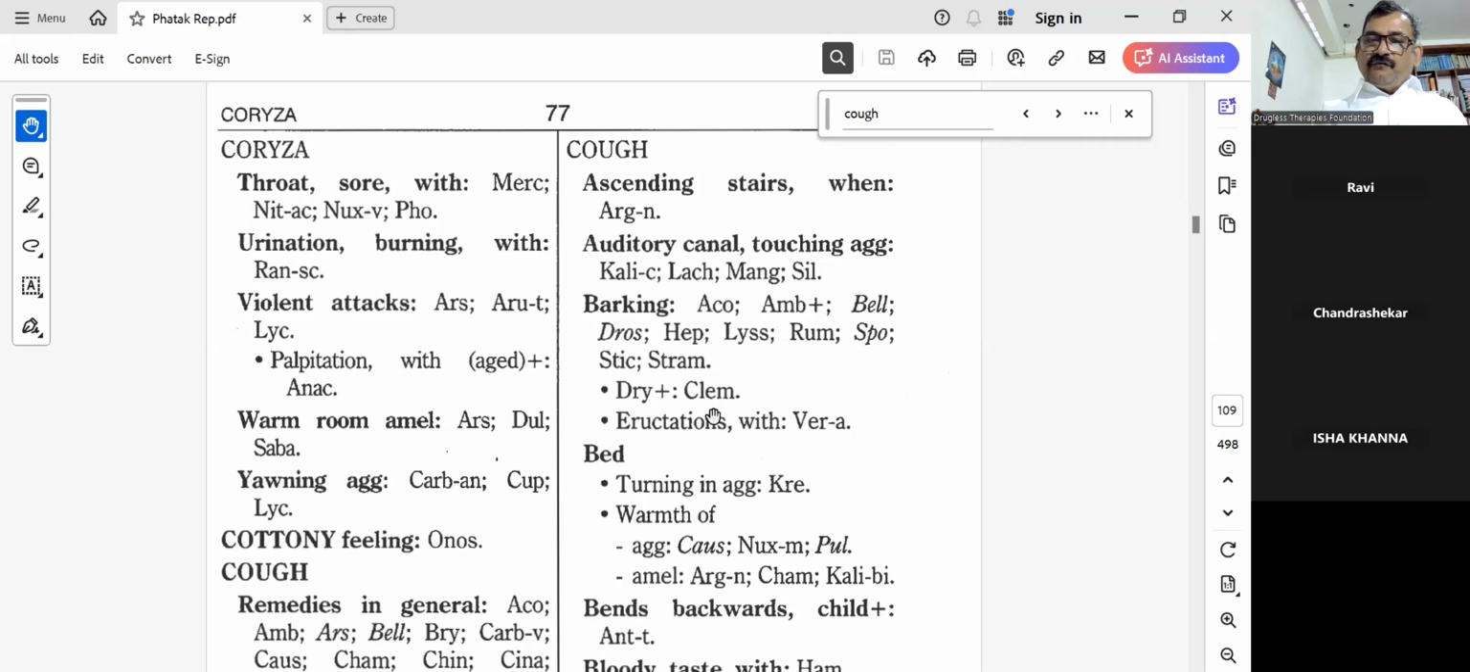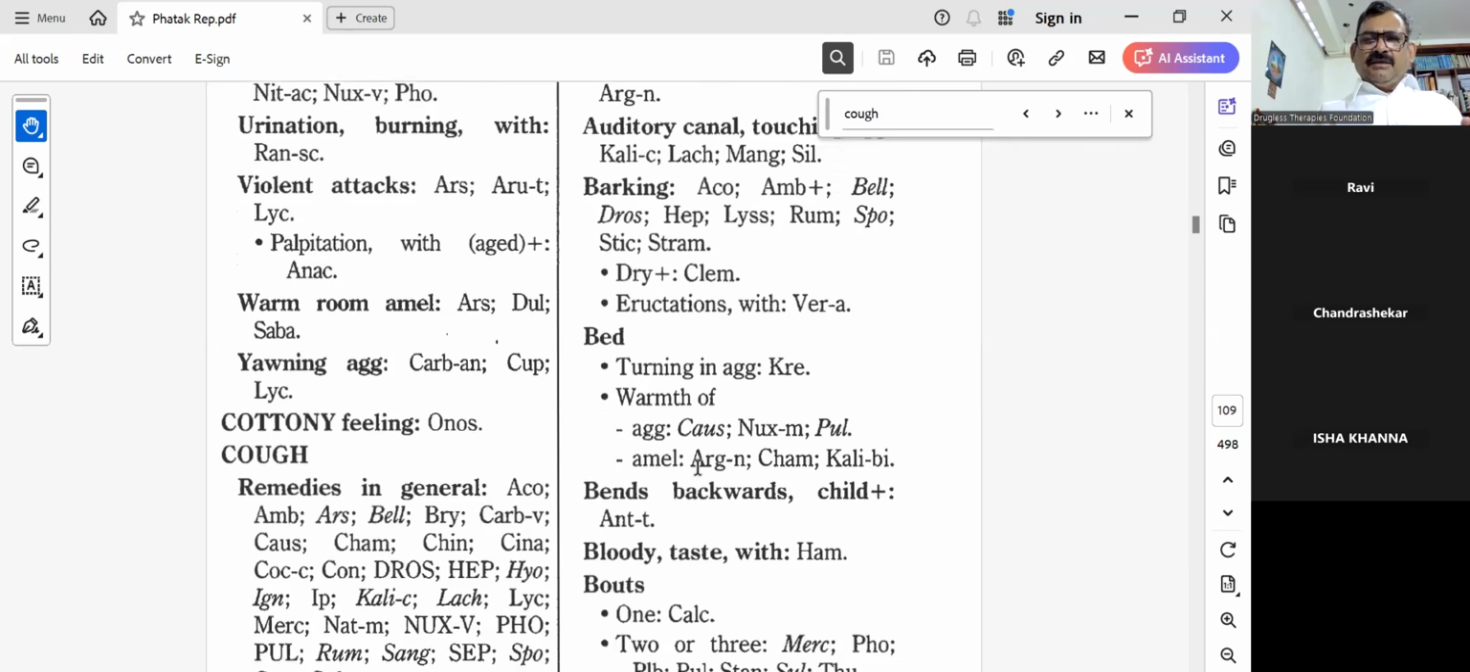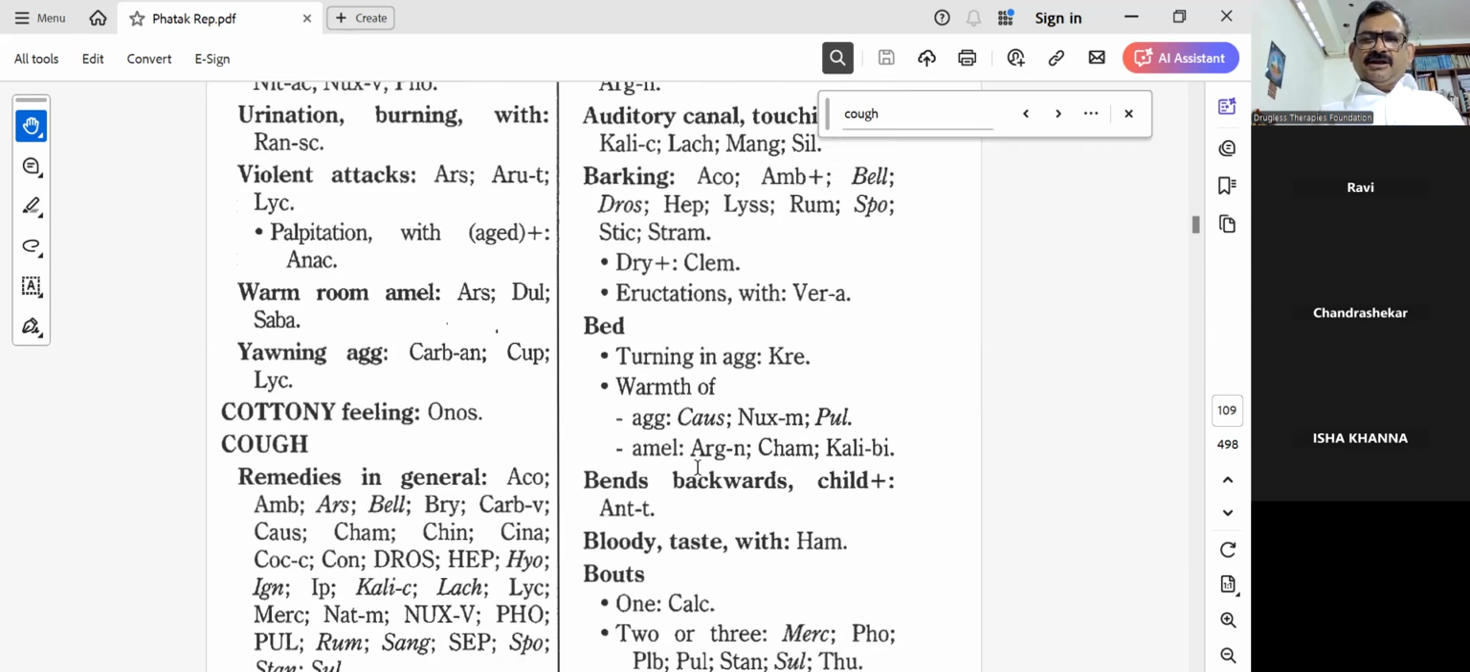Barking cough with dryness is Clematis. Likewise, we have to select precisely. Like in bed, they will tell you, no, don't be afraid. See, what is this, bhai, bed turning, aggravation. Bed turning aggravation. It's Creosotum.